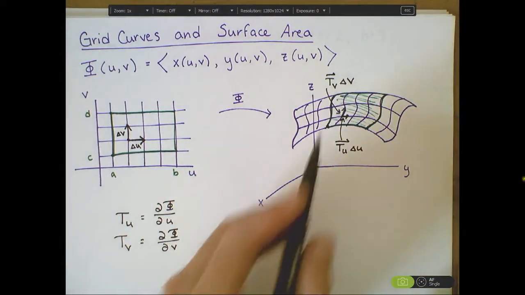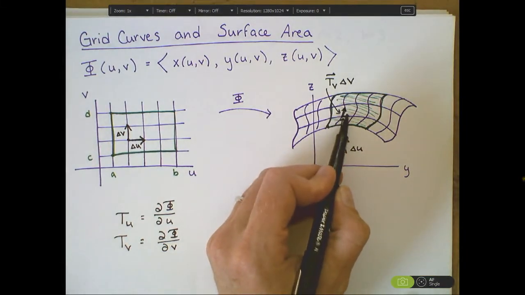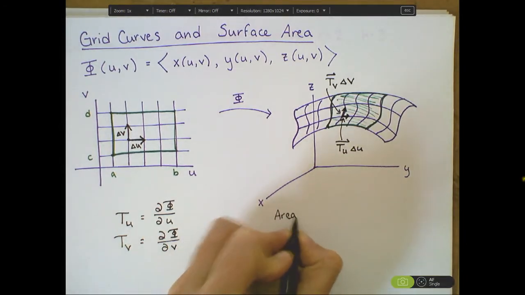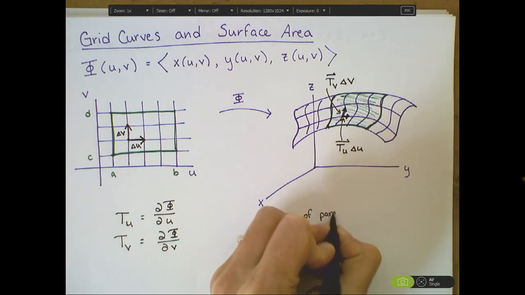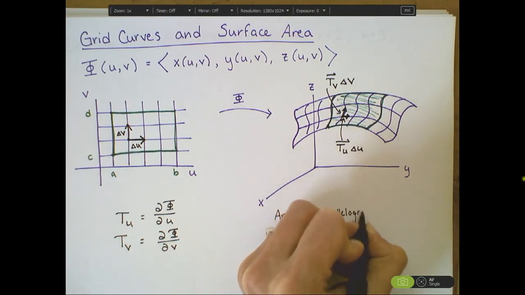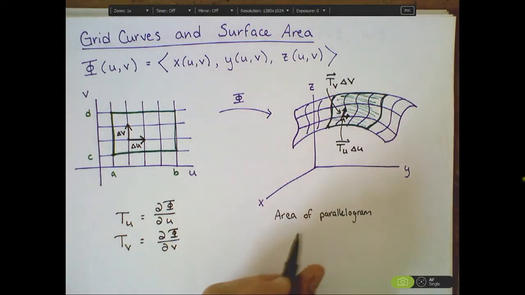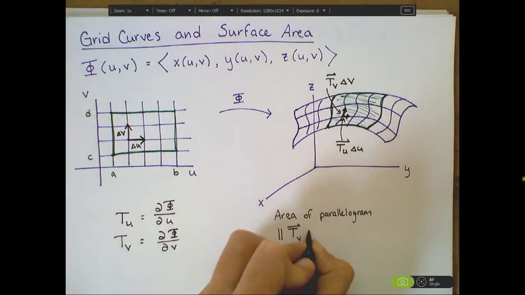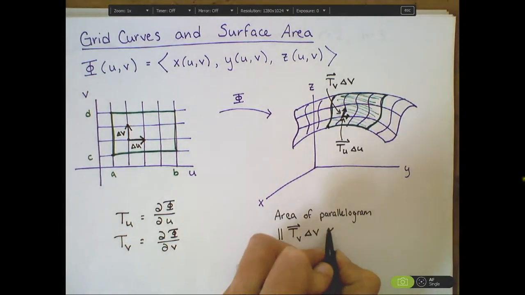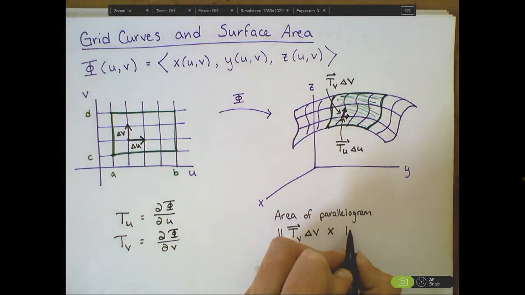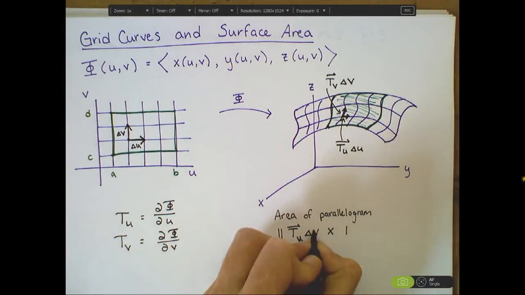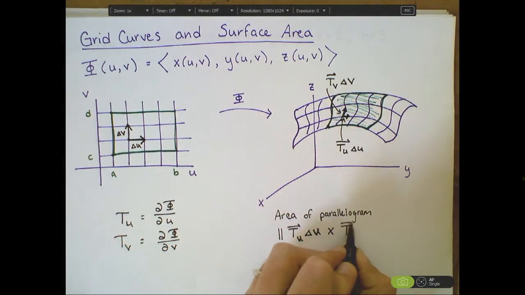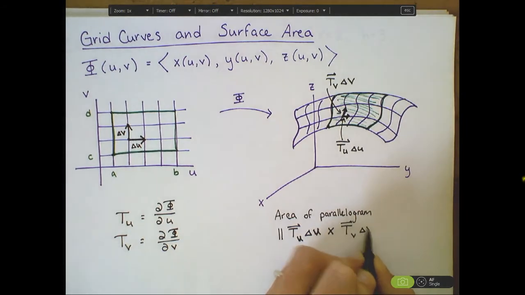So if I want to know the area of this parallelogram, it turns out that the area of the parallelogram is going to be given by the magnitude of the cross product of these two vectors. You can pause this video and look at a review of how to find the area of a parallelogram. I want to do u first and then v. Because it's the magnitude, it doesn't really matter, but I want the notation to match the way the notation goes in the book.